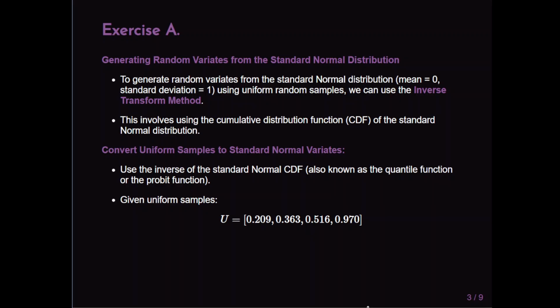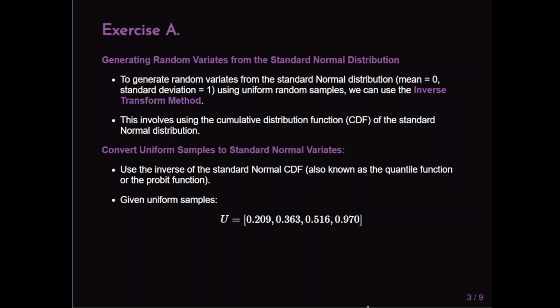To generate random variables from the standard normal distribution with mean 0 and standard deviation 1 using uniform random samples, we use the inverse transform method. This involves using the cumulative distribution function of the standard normal distribution, in fact the inverse of it. We convert the uniform samples to standard normal variates using the inverse of the standard normal cumulative distribution function, also known as the quantile function or the probit function.